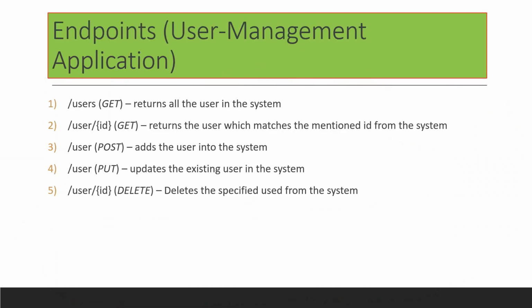Let's see what the different endpoints are. We will have 5 endpoints in this application. 2 get methods. The first get method will return all the users in the system. The second one will take the ID, so it will return a single user from the system. Third is post. It will add the user into the system, and put will update the existing user in the system. It will take in the request body the details of the user to be updated or added. And delete with user ID will take the ID and delete the user from the system if it is there. So let's go ahead and create the application.